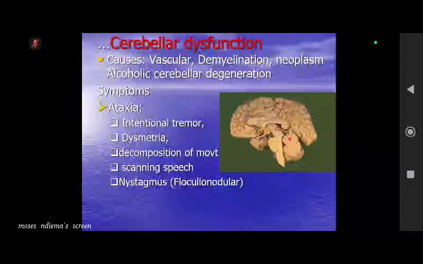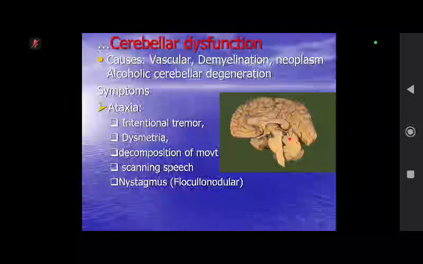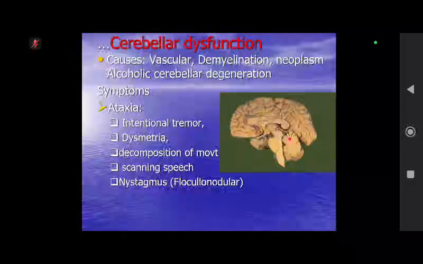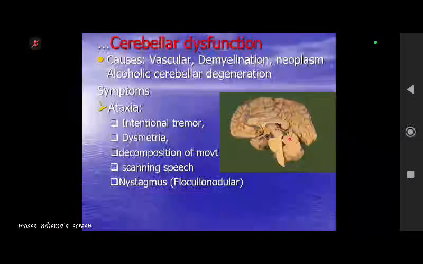Dysmetria is where you are not able to judge the distance. You judge the distance, but as you try to move towards that object, you find that you are not judging it accurately, because again, the slowing down of the transmission of the impulse is causing that. That's dysmetria. For example, you might want to touch your nose, but as you move your hand to touch the nose, you find you are touching your face, because the coordination is not there.